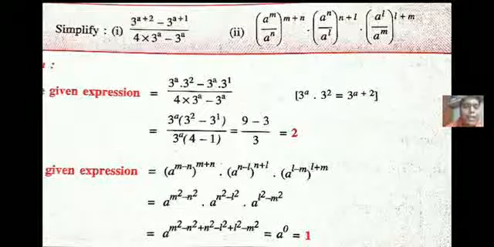So a to the power m minus n, bracket, power m plus n. Second one, a to the power n minus l, second part, power n plus l. Third part, a to the power l minus m, power l plus m. Okay. So now look at the first part. a to the power m minus n, in power m plus n, can be written as a to the power m plus n into m minus n, which is equal to m square minus n square.